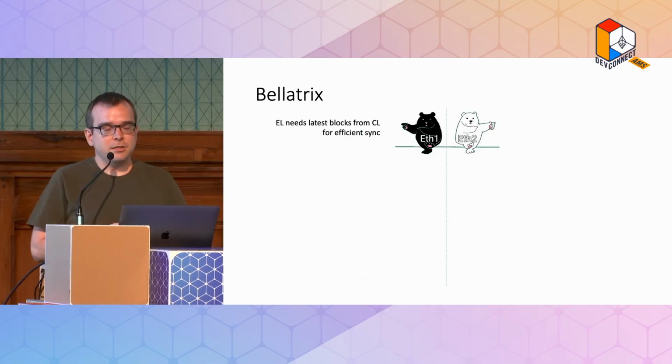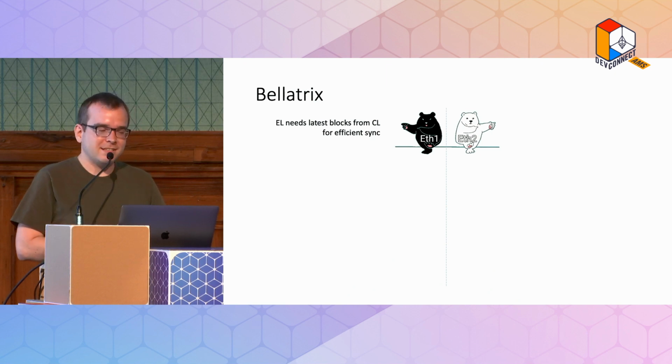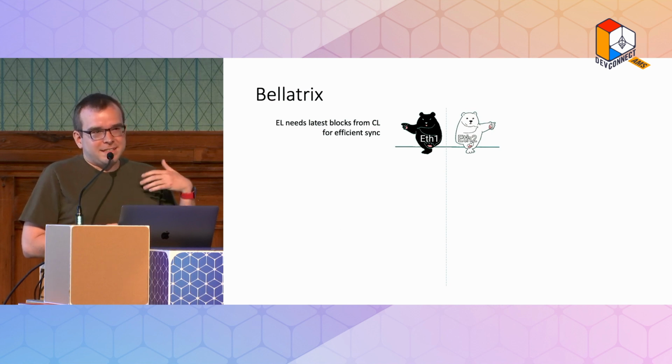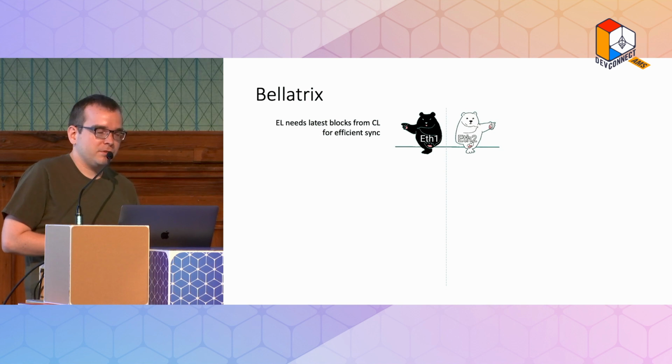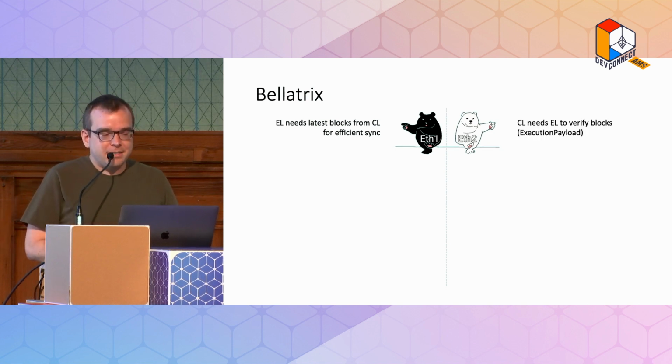During this, the beacon layer, the consensus layer, takes over instead of the miners that suggest blocks. It's now this consensus layer. So the EL can no longer sync on its own because it needs a source of the latest blocks to use this existing efficient syncing mechanism. But the problem is also the consensus layer needs the EL to verify blocks because they contain an execution payload.